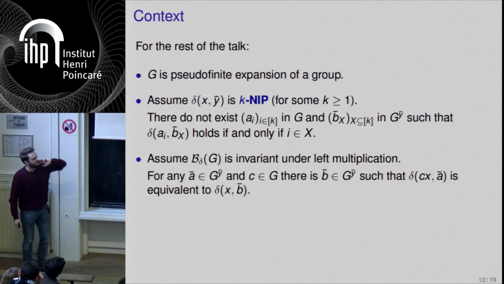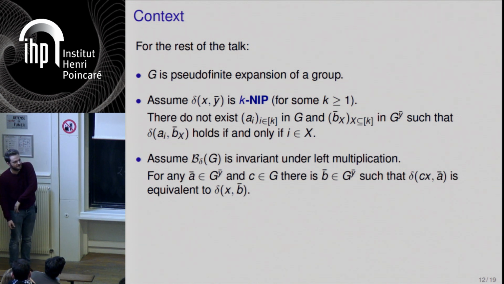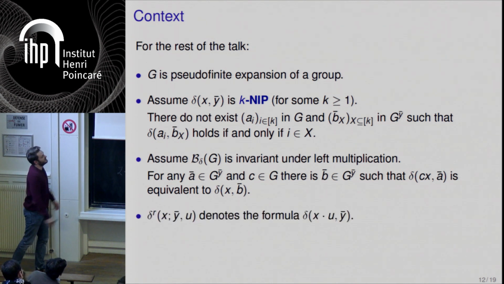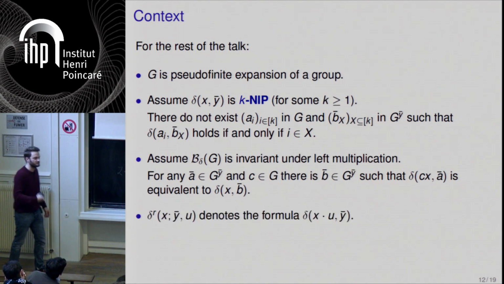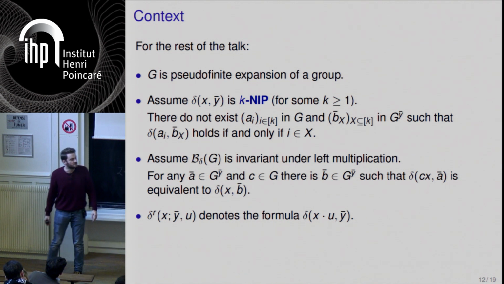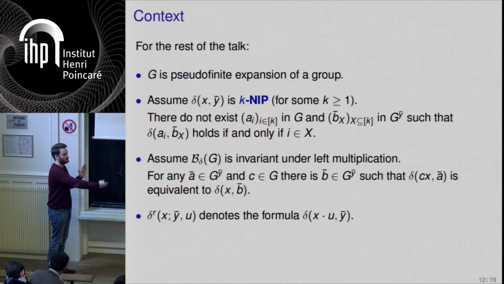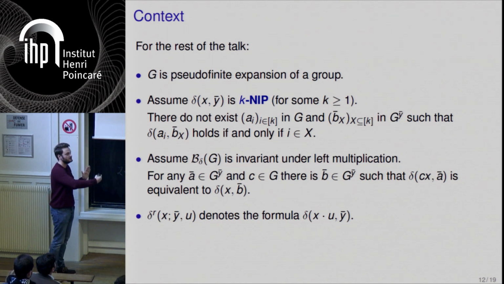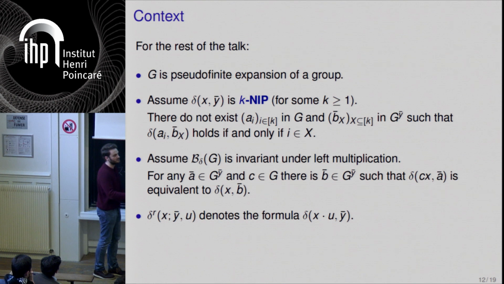But annoyingly enough, I'm also going to care about multiplying on the right. And I don't want to assume that I have this kind of invariance under right multiplication, but I am going to have to pay attention to it. And so in particular, I'm really going to be mostly working around a different formula, delta r, that allows me to multiply on the right. So delta r x, where now I have another parameter. In addition to y, I have a u. It denotes the formula where I just multiply on the right.